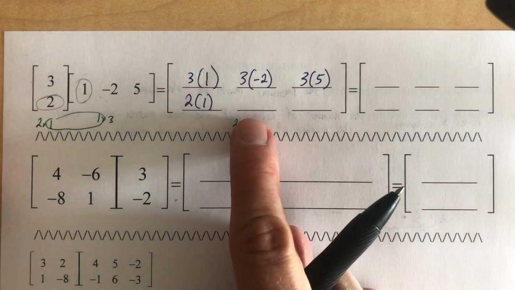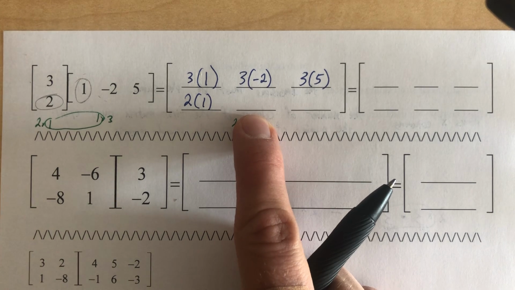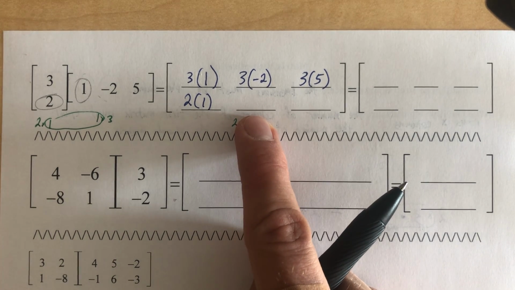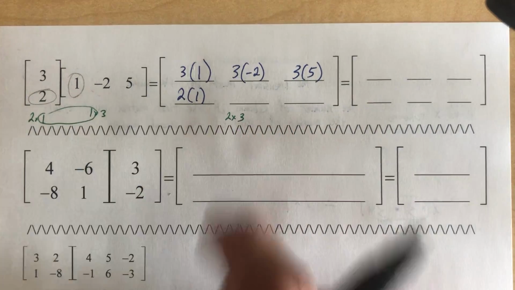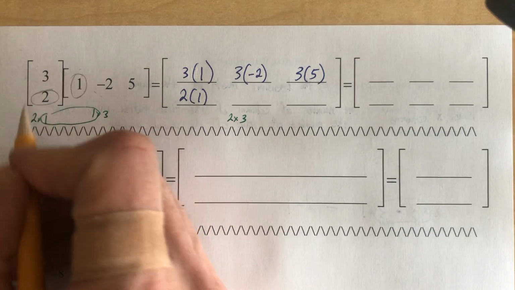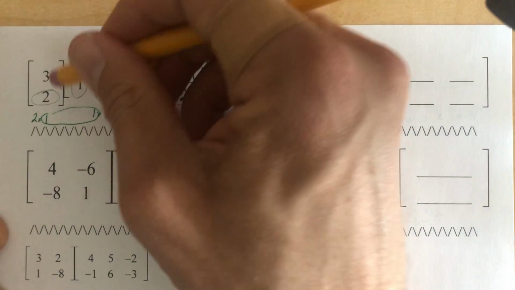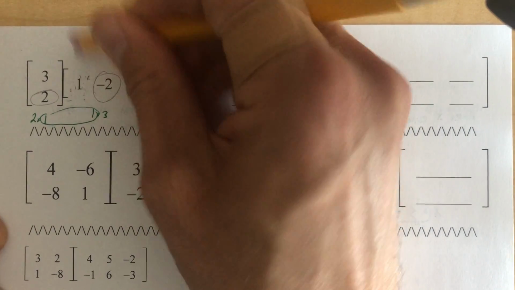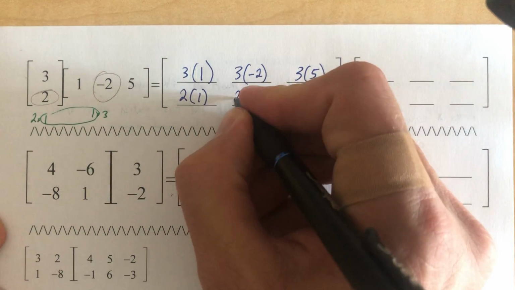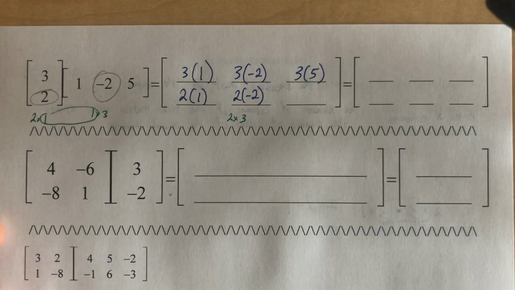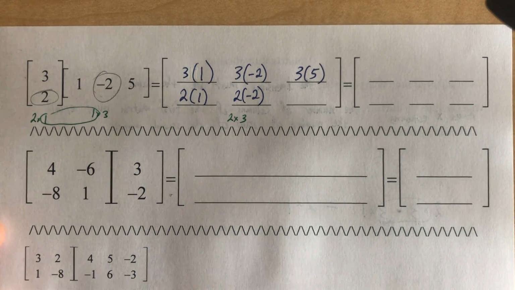Okay, if I want to know what goes here, I'm always going to say row first, and then I'm going to say column. So this is my bottom row, middle column. This is row 2, column 2. So I'm going to circle row 2, column 2. So I don't need this one anymore. So 2 times negative 2. There we go. All right, we're down to this one.